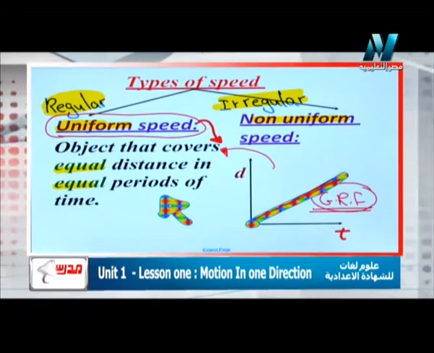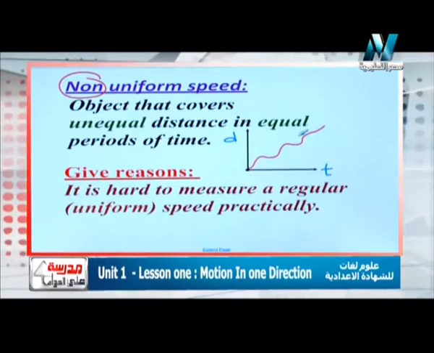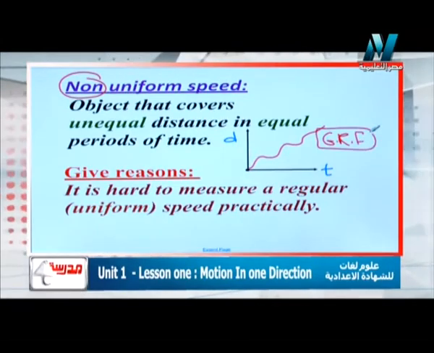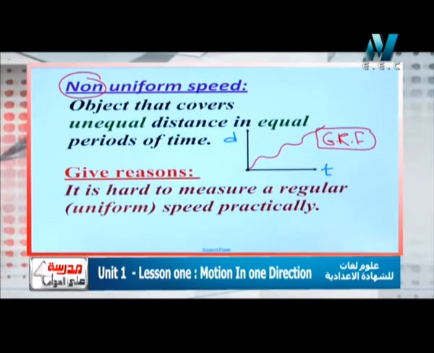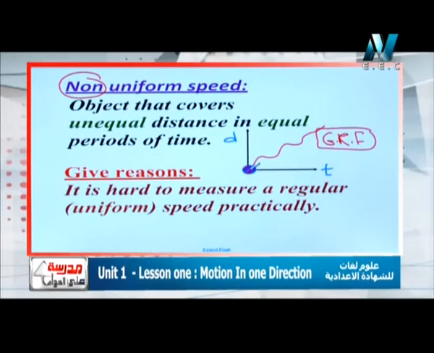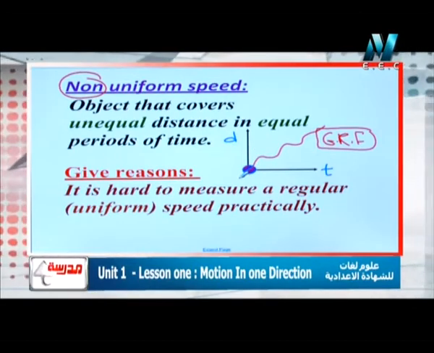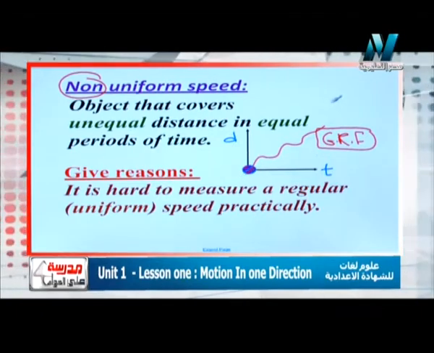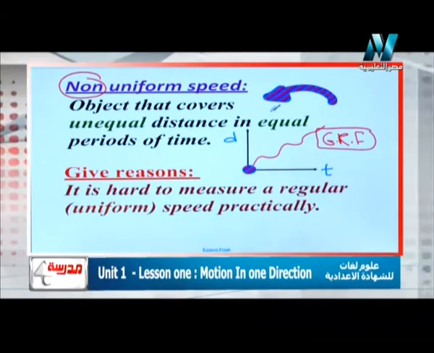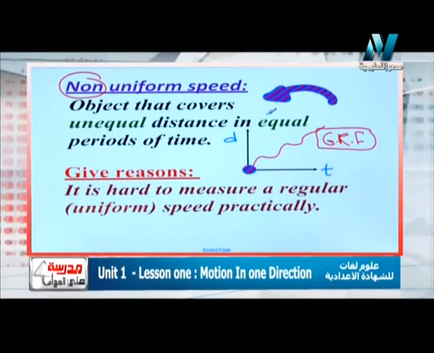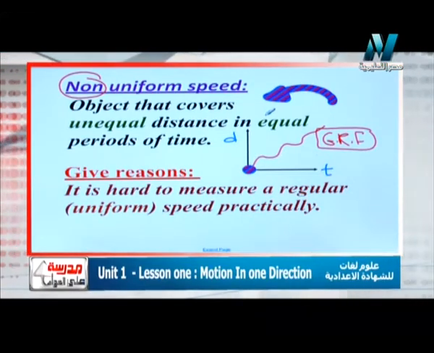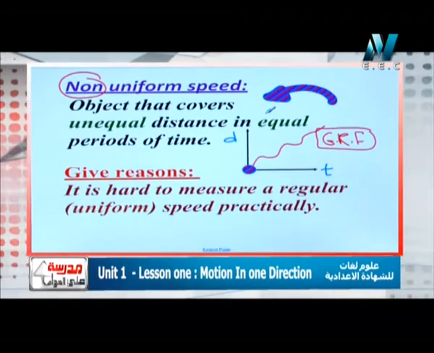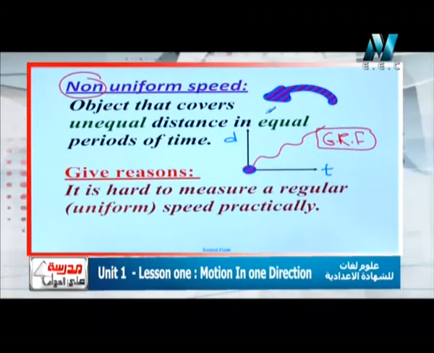And at the same time, here in this give reason for, it is a curved line, be careful, not a straight line, but it passes through the origin point. It also starts from the origin point here. Why? Because the object covers unequal distances in equal periods of time, or vice versa. We answer with the definition.